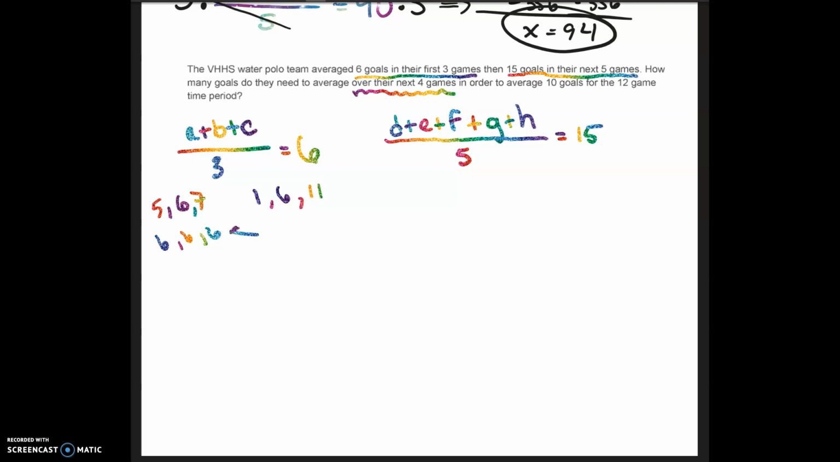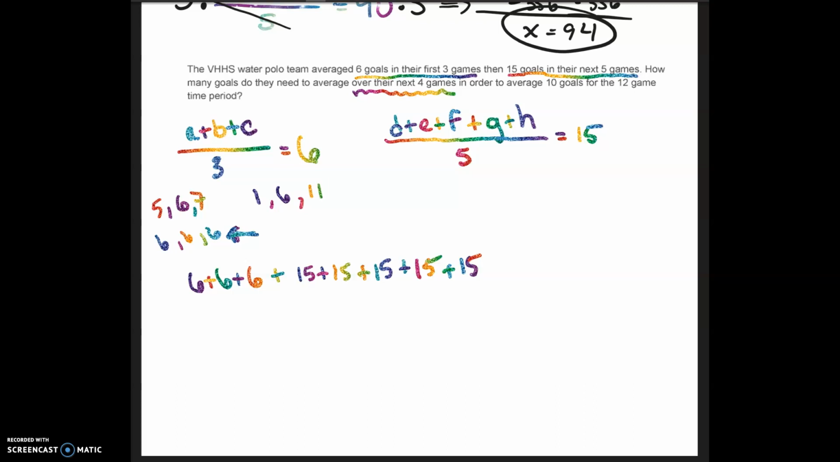So the easiest thing to do is to think about these values as just all being the average. So if they scored 6 goals in each of their 3 games, their average would be 6. So we can think about the first 3 games as just being all 6s. And similarly for our next 5 games, I don't particularly care if they weren't exactly 15 every game. They average 15, so we can consider that if they scored 15 in every game, their average would be 15.